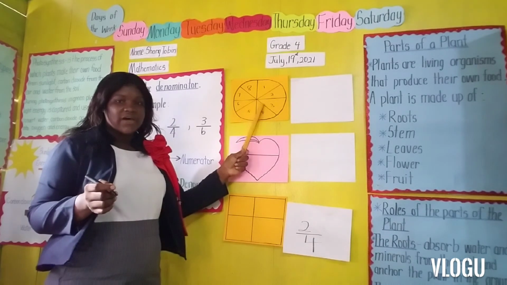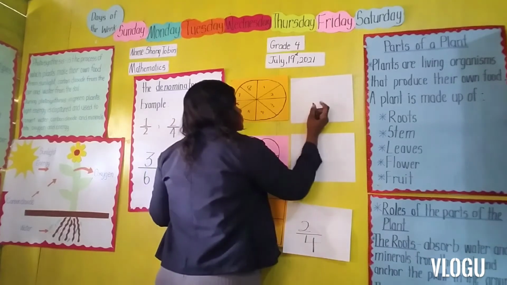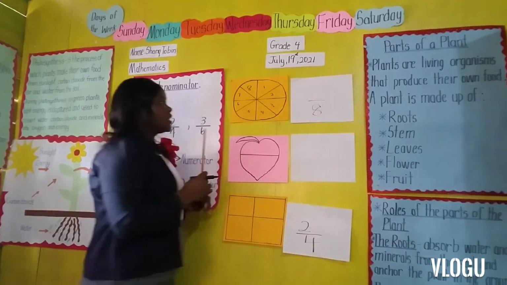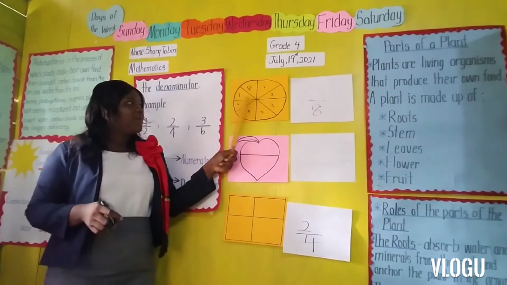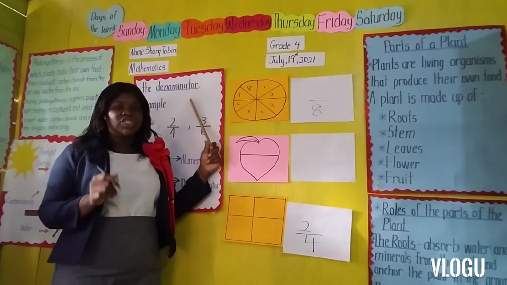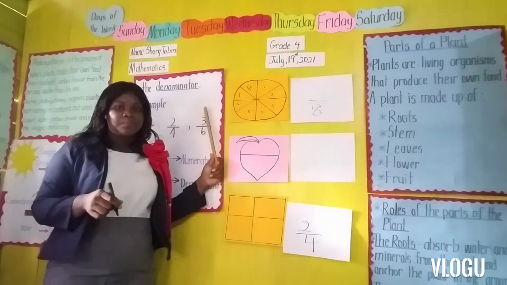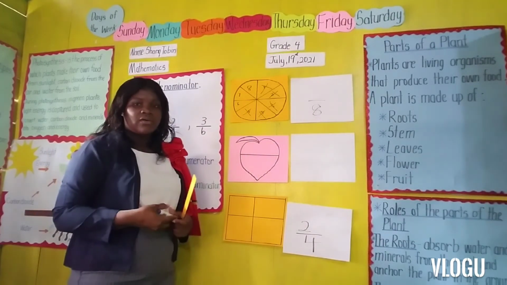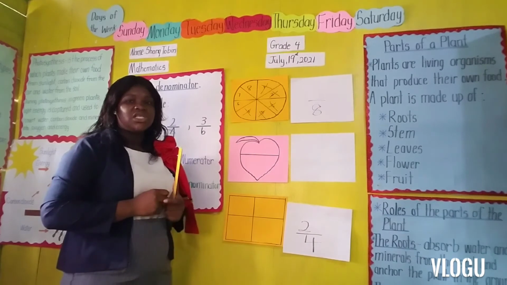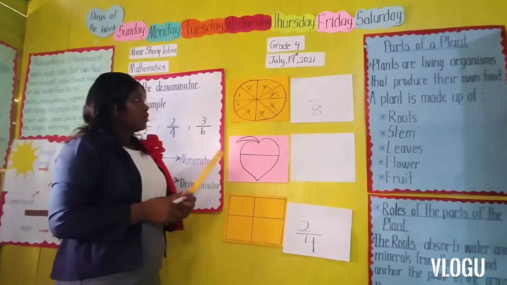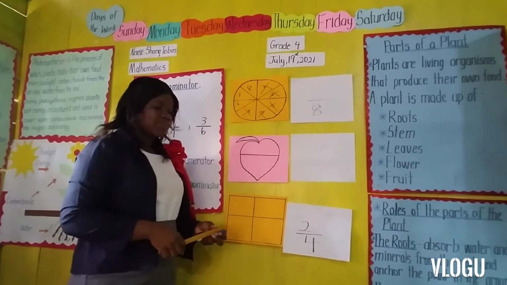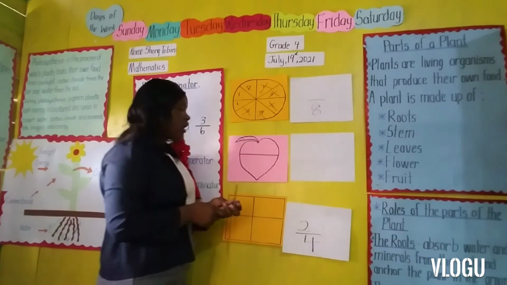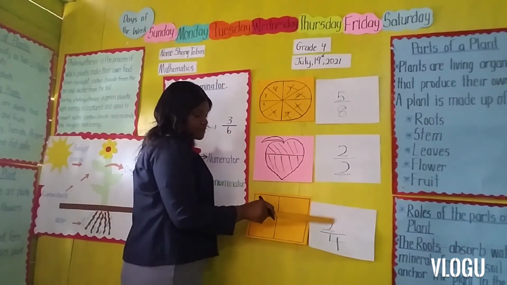Now the numerator of this circle. This circle, matter of fact, 8. Okay, how many pieces of this 8-piece circle do you want to be shared? Okay, 5 pieces have been shared. So the numerator is the 5. Okay, let's look at this fraction here.